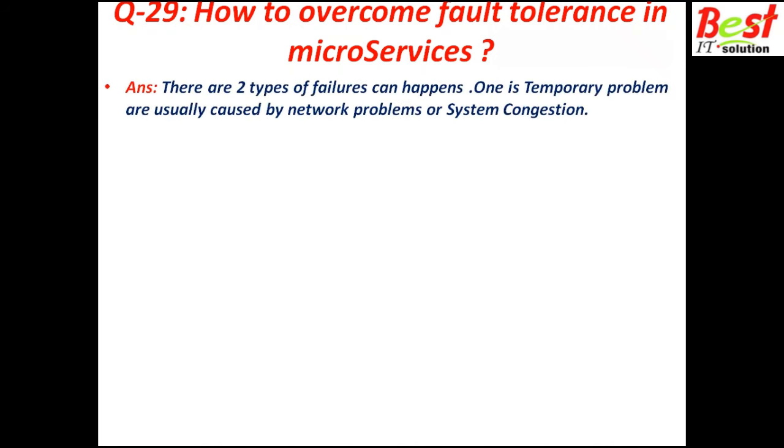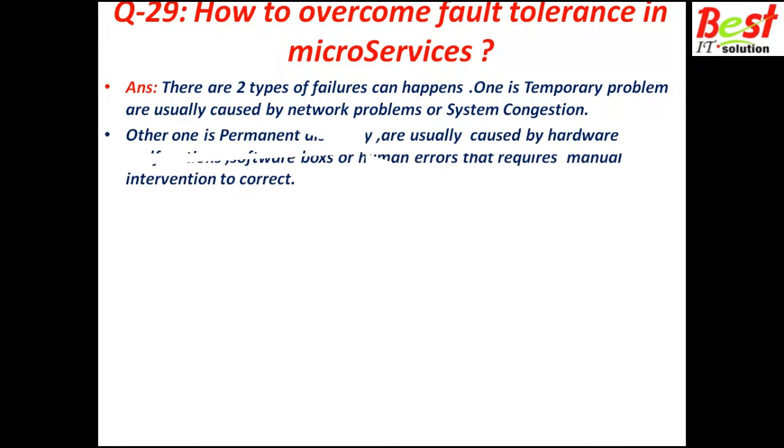There are two types of failures that can happen in a microservice architecture. One is a temporary problem. Temporary problems are usually caused by network problems or system congestion, and they can be recovered automatically. The other is permanent disability. Permanent disabilities are usually caused by hardware malfunction, software bugs, or human errors that require manual intervention to correct.